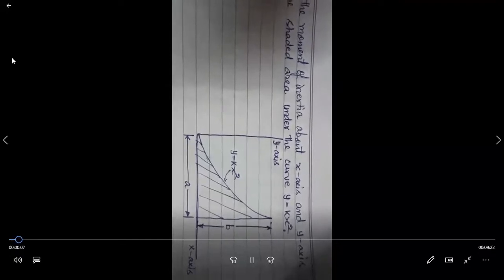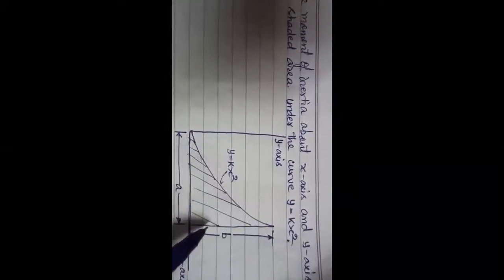Today we will solve the problem by the integration method, or by first principle, for the moment of inertia about the x and y axis for the area under the curve. Find the moment of inertia about the x-axis and y-axis for the shaded area under the curve y is equal to kx square. So this is the x-axis and y-axis, this is the curve y is equal to kx square, and this is the shaded area. We have to find the moment of inertia about this x-axis and about this y-axis for this shaded area.